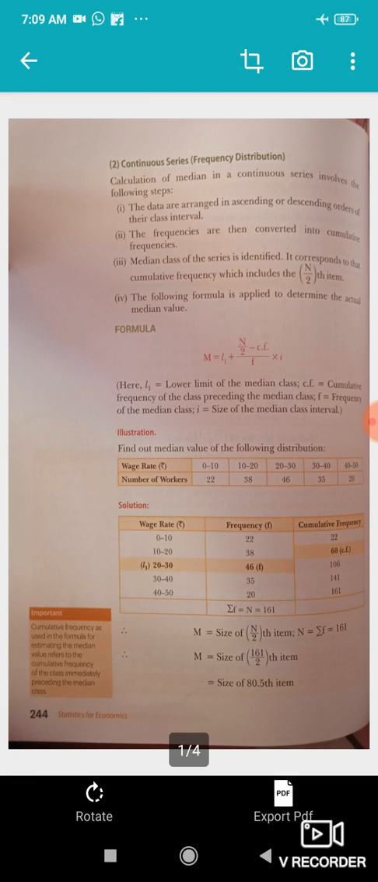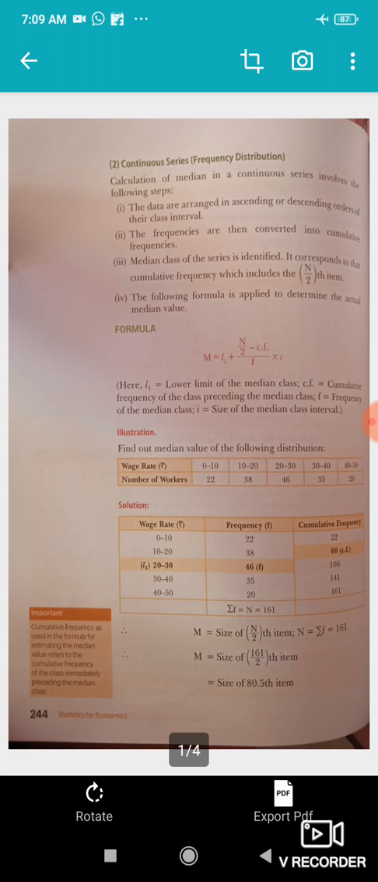Today we are going to discuss median in continuous series. Yesterday we had discussed median in discrete series and individual series. Today we are going to discuss how we'll calculate median in case of continuous series. Here are a few simple steps which we'll follow to take out the median.